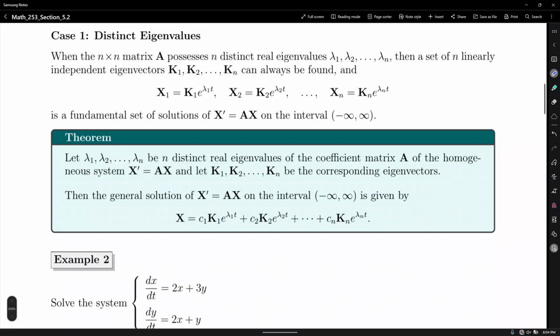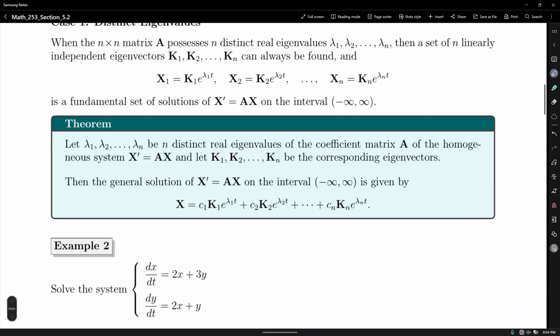of the homogeneous system x prime equals Ax, and let k1, k2, up to kn be the corresponding eigenvectors. Then the general solution is given by simply the superposition of these fundamental sets of solutions. However, what do we do about the C1, C2, C3, C4, etc., which are the arbitrary constants to be found, given an initial condition? We'll see about that.